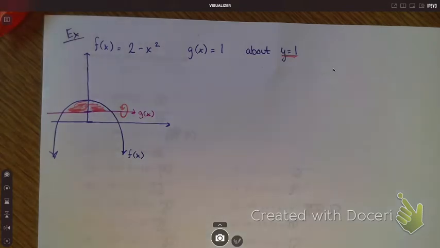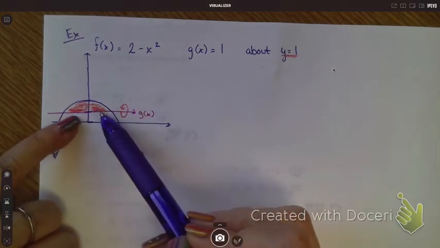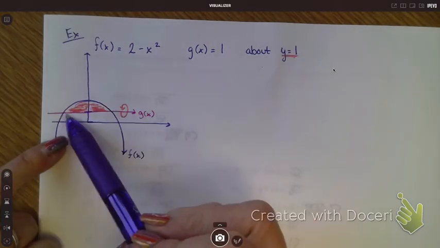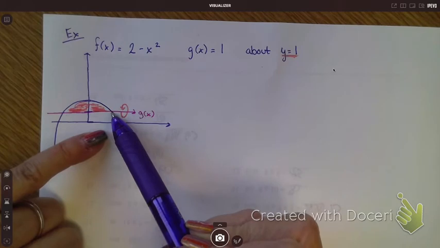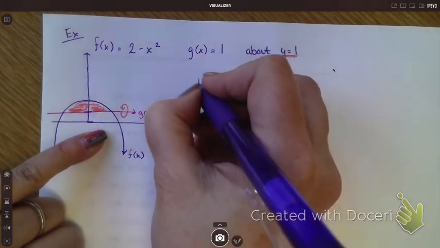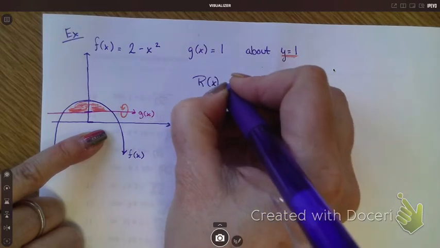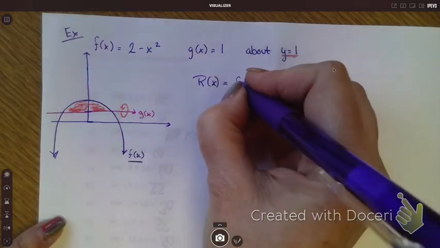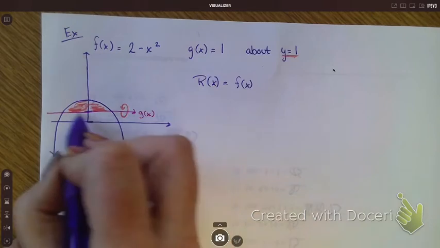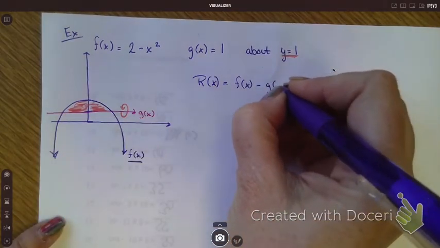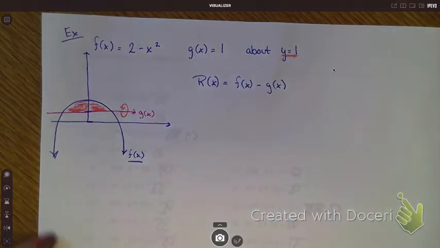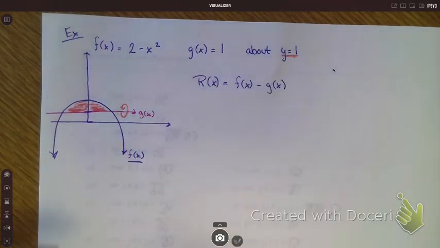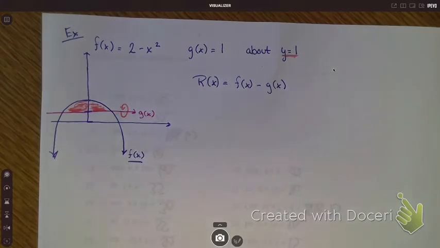So now I have to find the difference between two things, don't I? Like when I find just this volume, don't I have to take this integral minus this integral? Because that's what we learned in 7.1, isn't it? So in this case, r of x, the top function is what? F of x. And the bottom is what? G of x. Because that's between it, isn't it? That's how I find the between.